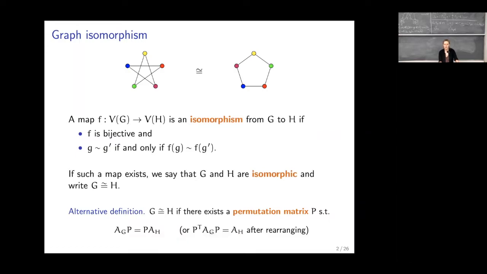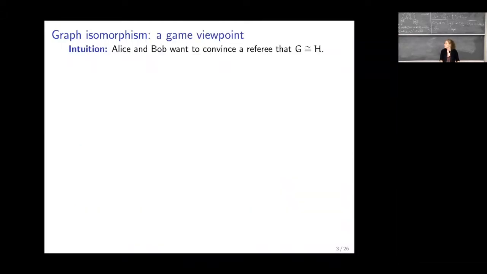Now, to get to these physics-inspired variants, such as quantum isomorphism, I need yet another way to think about isomorphism, and that's via nonlocal games. You've already seen nonlocal games in David's mini course. This will be somewhat similar, but it's going to capture graph isomorphism rather than homomorphism.